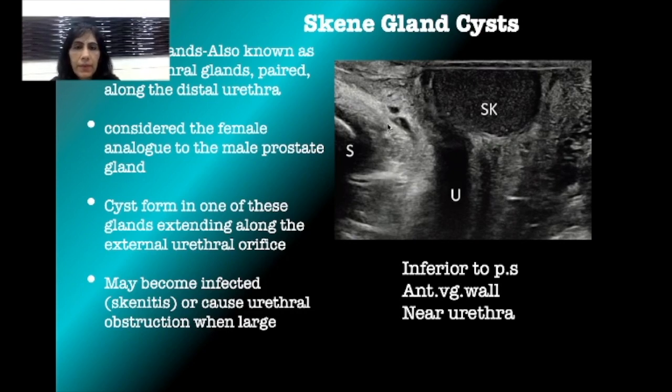This is the pubic symphysis. Longitudinal scan, this is the superior area. Pubic symphysis is superior. The cystic lesion that we are seeing is filled with internal echoes, likely infected. So this is the area that we are seeing, inferior to the pubic symphysis, but it is seen very close to the urethra. So that means it is in the anterior vaginal wall.